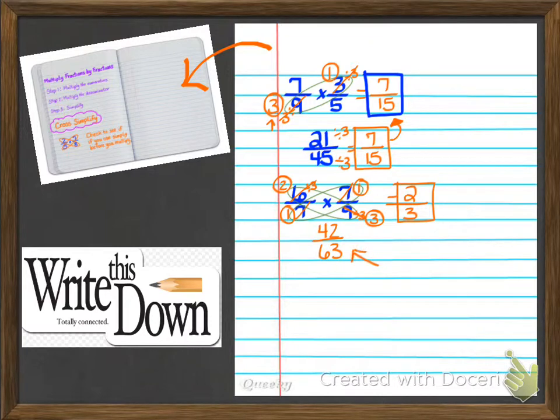If you did it the other way around, you're going to end up getting 42 over 63. But who wants to take the time to simplify that guy? Yes, you can do it, of course, but I think it's much easier to really practice the cross simplifying. I know you guys can do it.